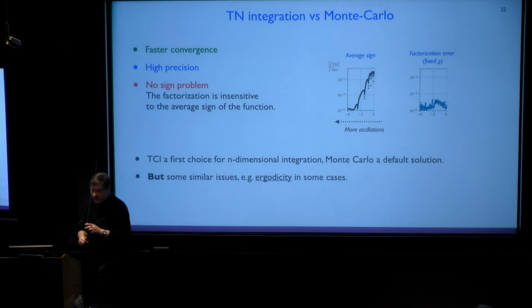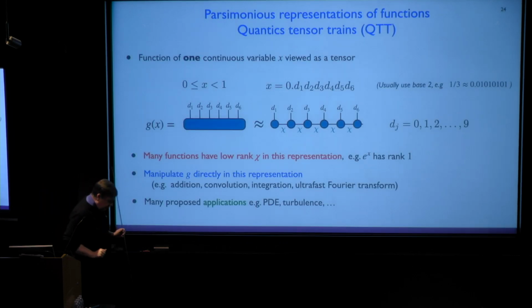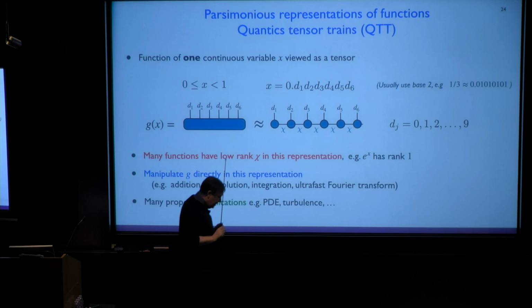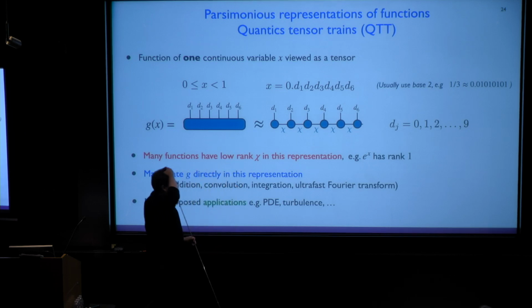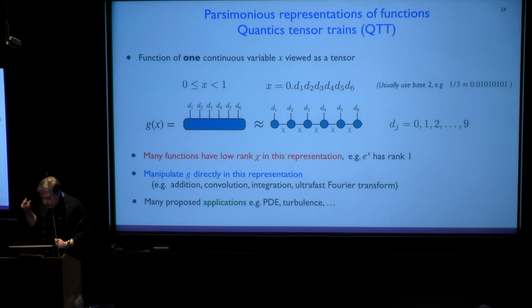And that's a more advanced point. I'll be happy to discuss and show examples if people are interested. In the last 5 minutes, I want to show another completely different example, which is a bit less linked to quantum physics. Until now, I was looking at functions of n variables. Now I want to consider a function of one variable, maybe two.